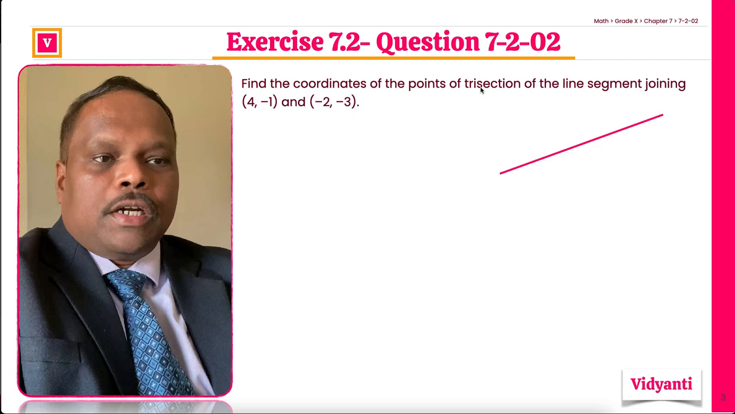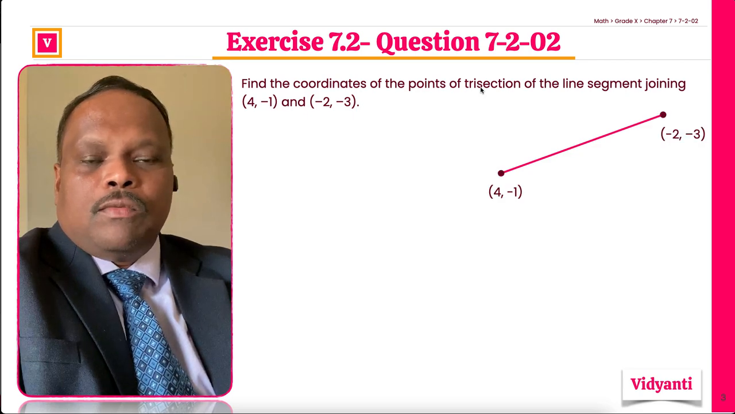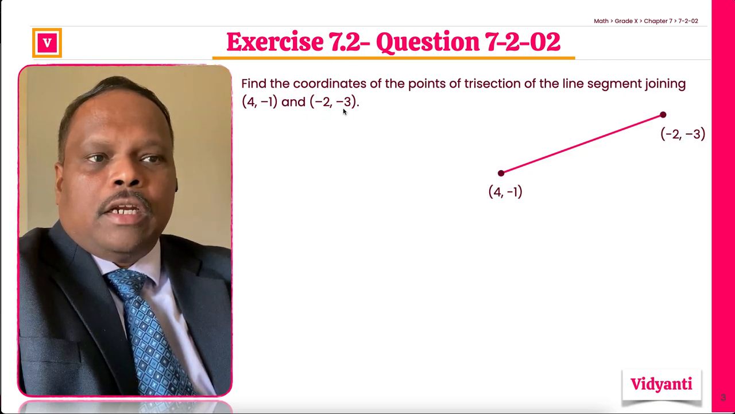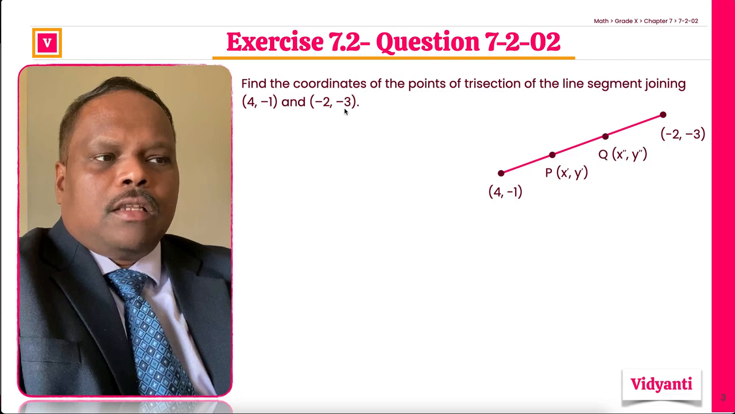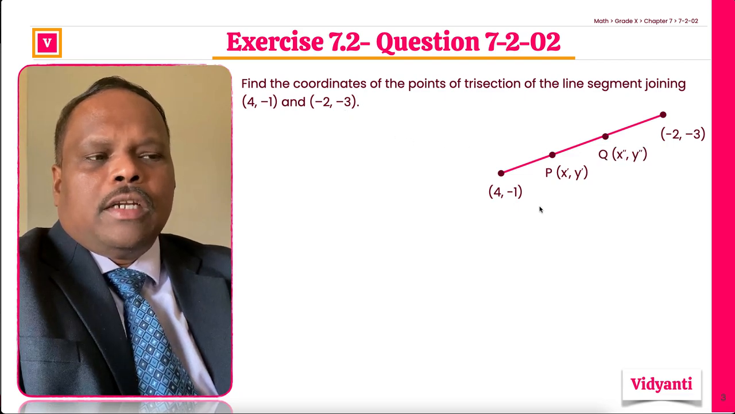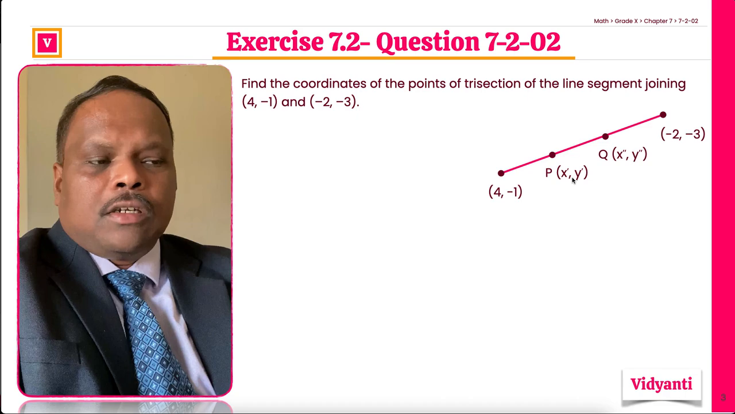So let's draw a straight line. Let's represent the endpoints (4, -1) and (-2, -3). We are supposed to divide this line into three equal parts. So let's assume that these are the two points, P and Q. Let's assume that their coordinates are (x', y') and (x'', y'').